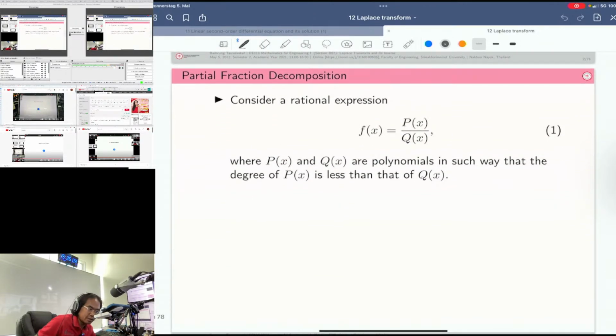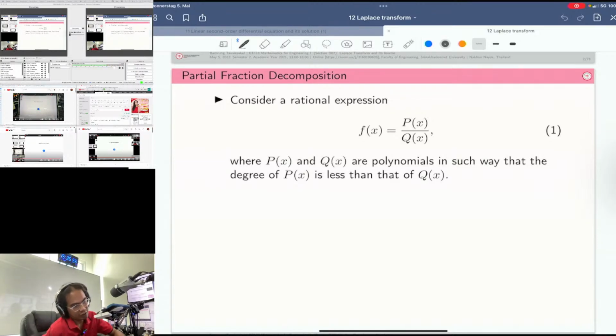Okay, what is partial fraction decomposition? If you have a function f(x), it can be decomposed into two quantities. The first one is the upper part, p(x), known as the numerator, and q(x) is the lower part, known as the denominator. p(x) and q(x) are polynomials in such a way that the degree of p(x) is less than that of q(x). Okay, you know polynomial order, right?